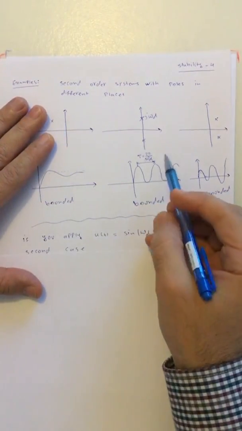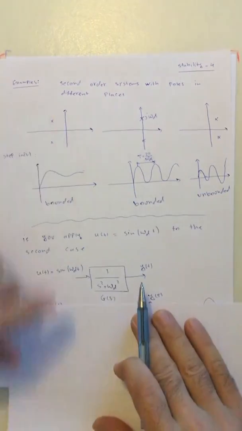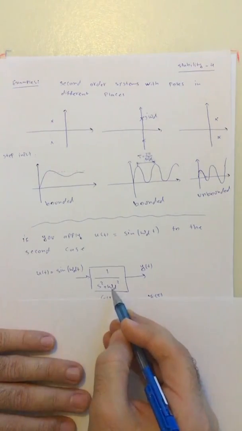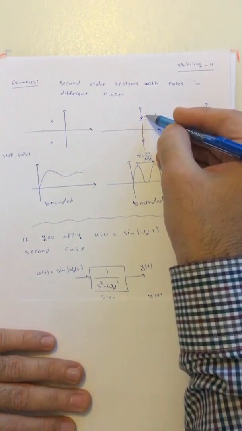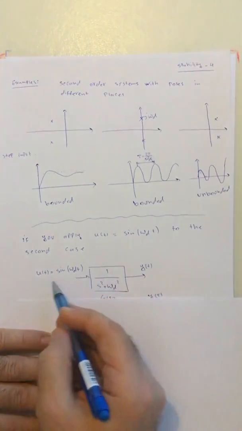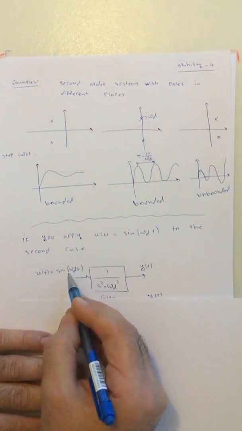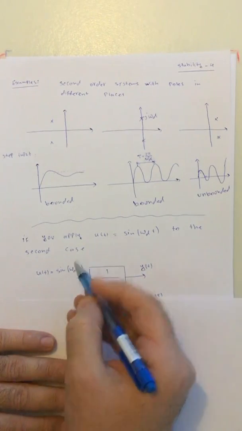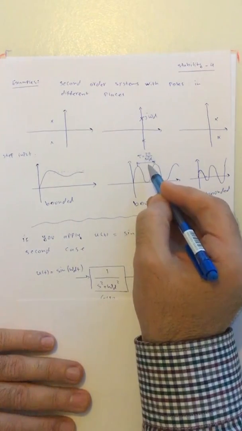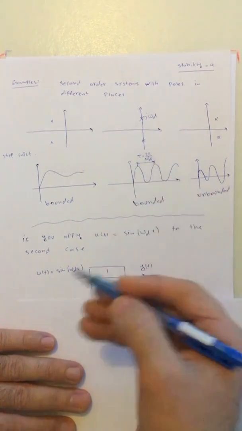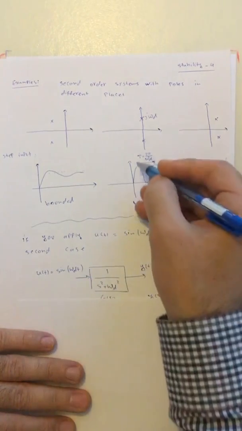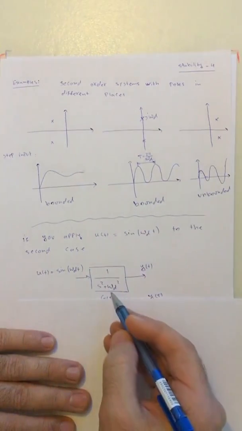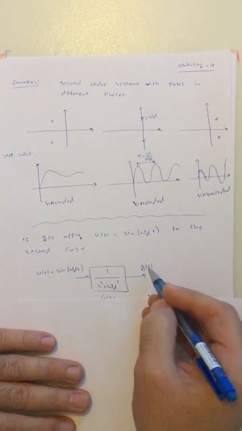If we apply a sine wave to such a system, a second order system with two poles on the j omega axis, and this sine wave has exactly the same frequency that you had here, we call this frequency the resonance frequency, which means that we excite the resonant frequency of the system. We are interested to see what would happen to the output.